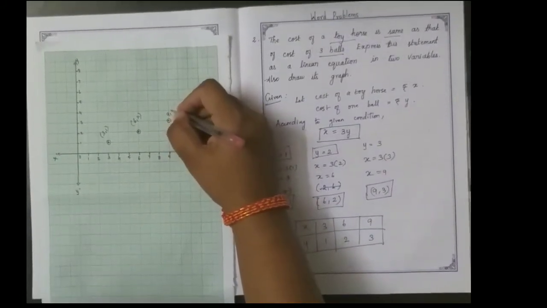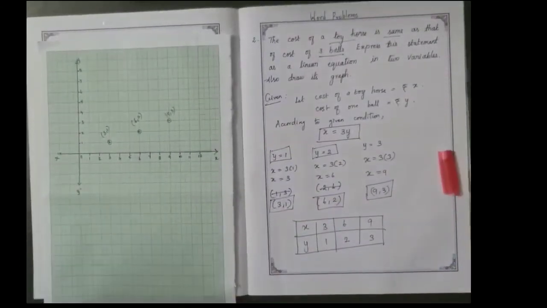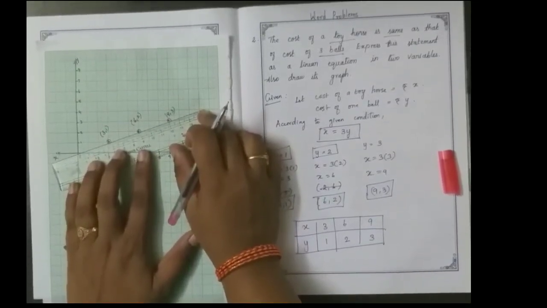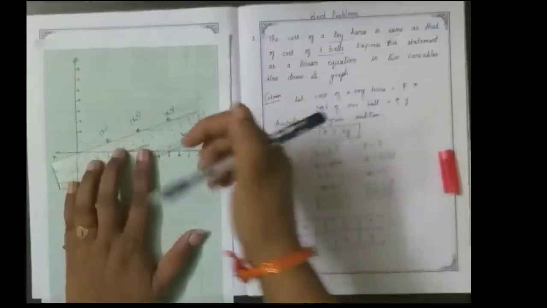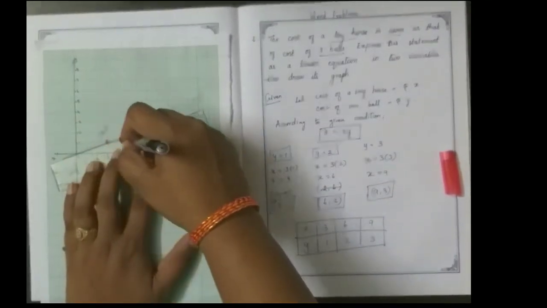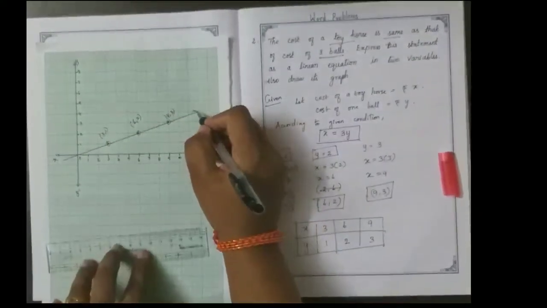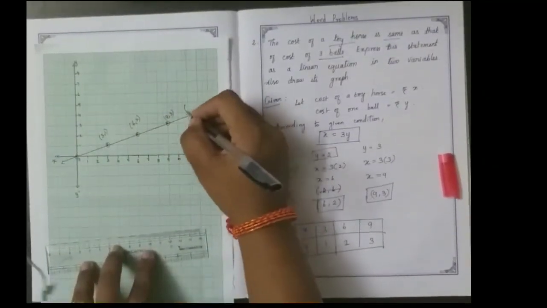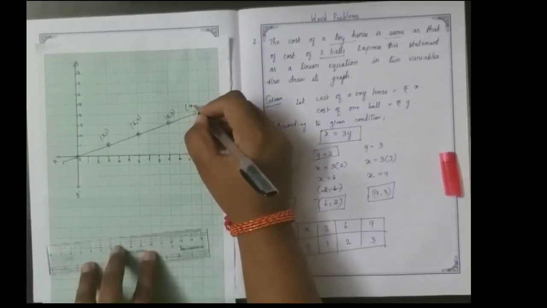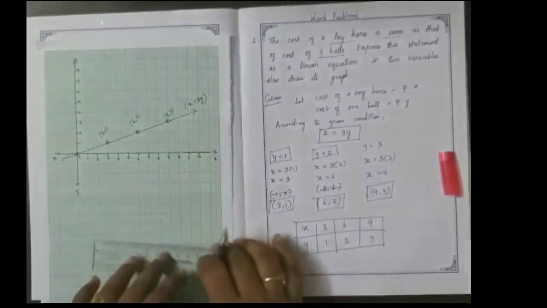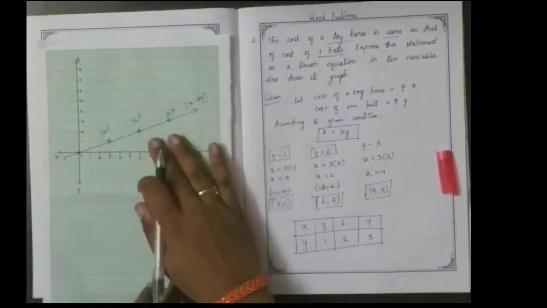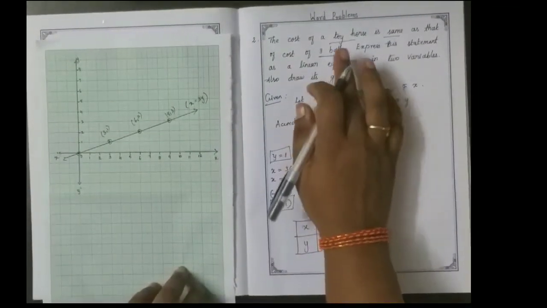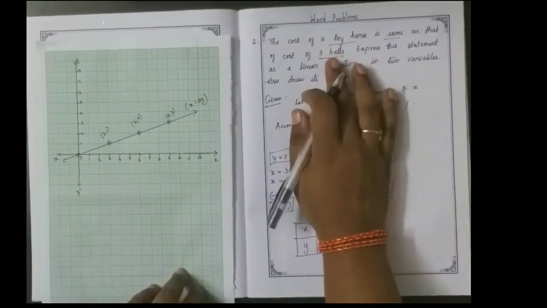Using these points, we can join the points and draw a straight line. We can see whether it is forming a straight line or not. So join these points. Even x is equal to 0, y is equal to 0 is also a point. The equation is x is equal to 3y. So this is the equation and this is the graph for this word problem. Similarly, we have to frame the equation from the question.